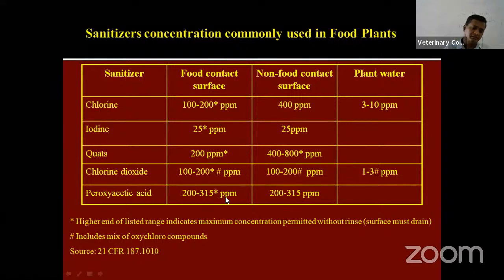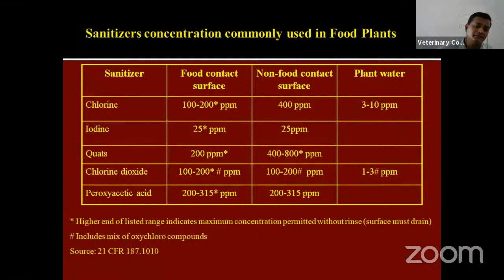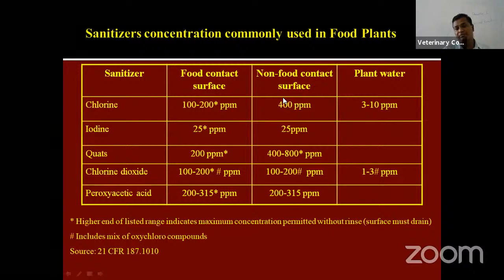And at what concentration are they used? Remember this. This is very important because you have to remember this. If a contact surface comes in contact with the food, that we call a food contact surface, we can use chlorine at the rate of 100 to 200 parts per million available chlorine. On the other hand, non-food contact surface. Non-food contact surface means the floor, the wall, ceiling.